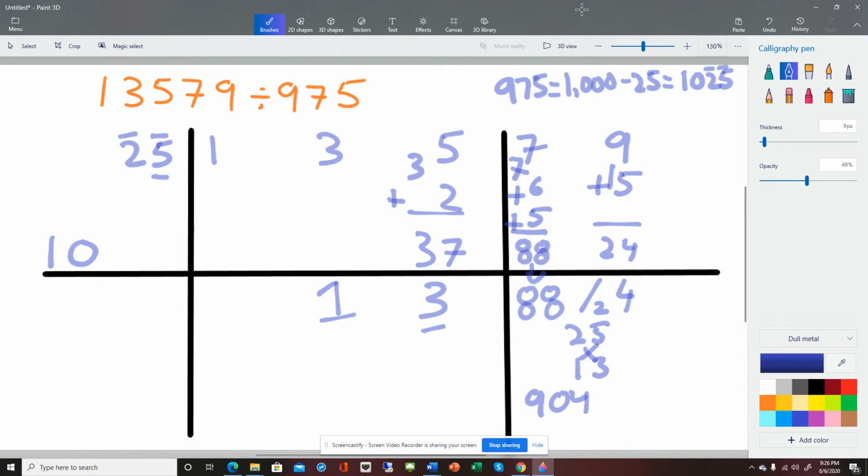So final answer, 13 is our quotient. This is our remainder, okay? So our quotient is 13. My remainder is 904. Okay?